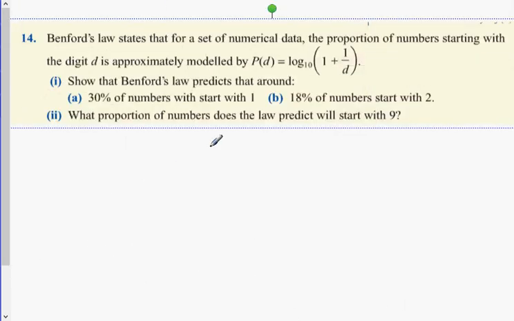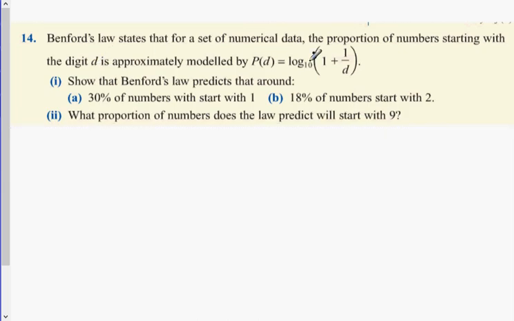Okay, 14. This one is a really weird question, but it's actually not that difficult at all. In fact, it's the easiest question in the full thing. It goes, Benford's law states that for a set of numerical data, the probability of the number starting with the digit d is approximately modeled by p of d equals log 10 of 1 plus 1 over d. Show that Benford's law predicts that around 30% of numbers start with 1.